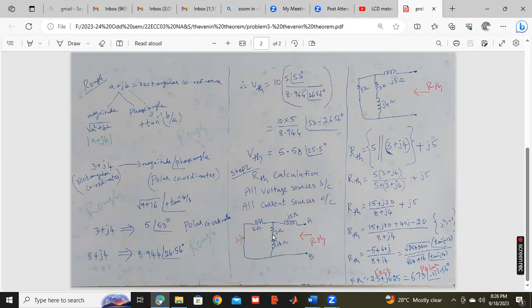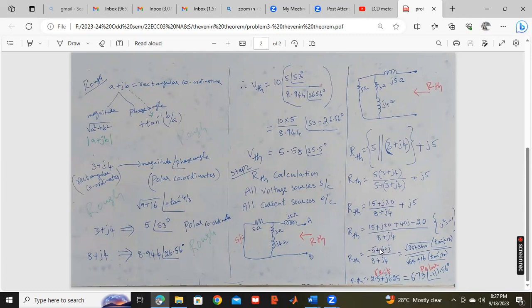Now to calculate RThevenin, these two are in series and that is in parallel with 5. That resultant is in series with J5. So 3 plus J4 is in parallel with this 5, and after that it is in series with J5. For the parallel, R1 into R2 divided by R1 plus R2. On simplification, this becomes 15 plus J20 over 8 plus J4, plus J5 as the second term. When we take the LCM, with denominator 8 plus J4, the numerator becomes 8 into 5 is 40J, and 4 into 5 is 20, with J square being minus 1. So 15 minus 20 becomes minus 5, and 40J plus 20J becomes 60J. The denominator 8 plus J4 stays as it is.